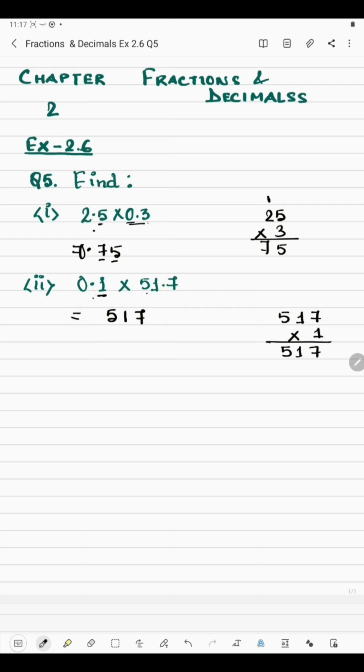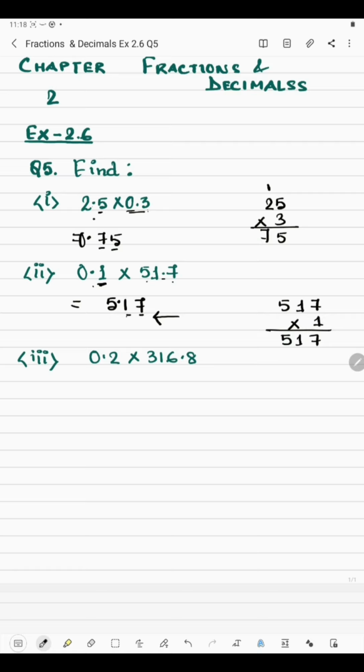Here see, after the point 1 digit, and here after the point 2 digits. So that means after the decimal will be 2 digits. So if we come from this side, we will have to skip 2 digits and then we will have to put the decimal. So we will have to put the decimal after 2 digits, 1 and 2.